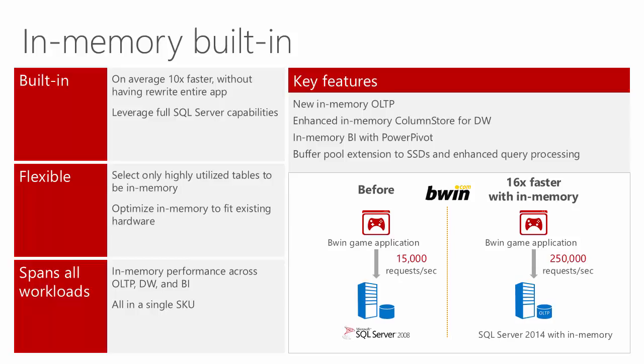Key in-memory features include new in-memory OLTP, an enhanced column store that is now updatable and offers greater data compression in addition to in-memory speed for DW, and in-memory BI with Power Pivot. Also new is extended paging to SSDs from your buffer pools, as well as an enhanced query processing that will improve all query performance across all workloads up to 3 times faster.